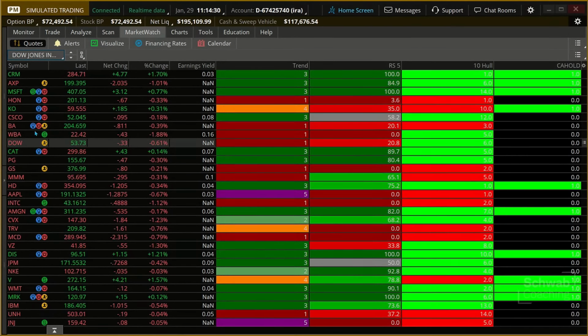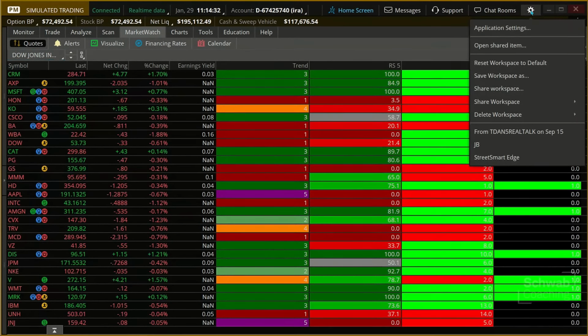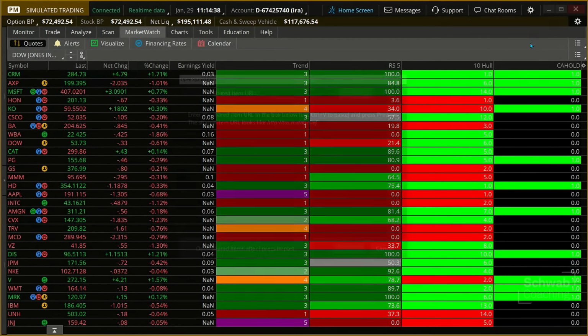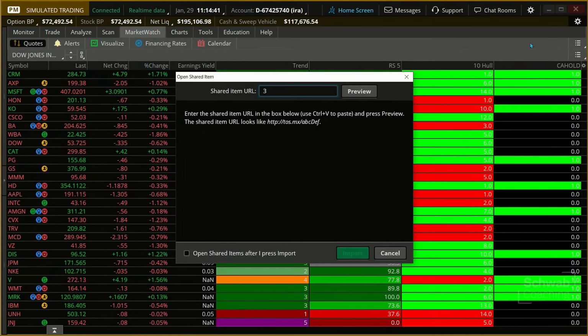Now, how do we put that on? We're going to go to the very top right. We're going to click on the gear. We're going to go to where it says open shared item. Okay, top right, click on the gear, open shared item. We're going to type in the code that we saw right on that Twitter page, 3S. Okay, now remember, it is case sensitive. The only thing in there that was not was that lowercase y.